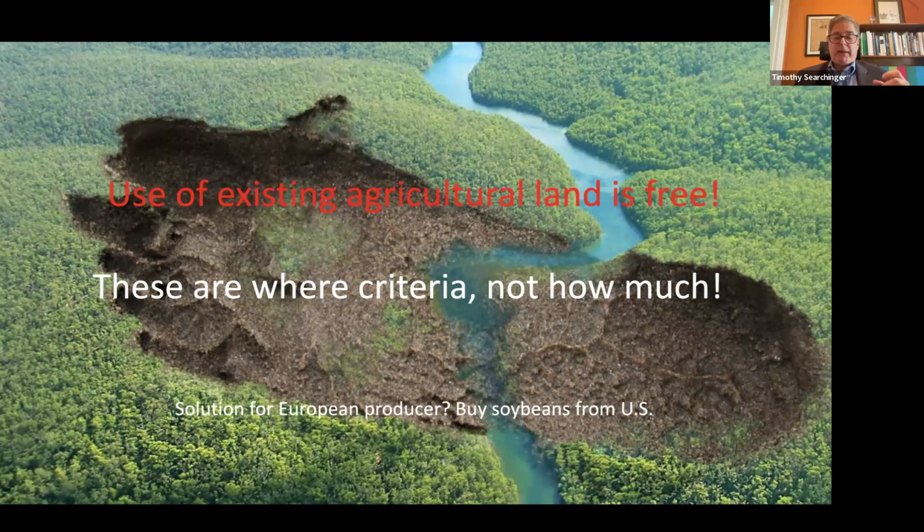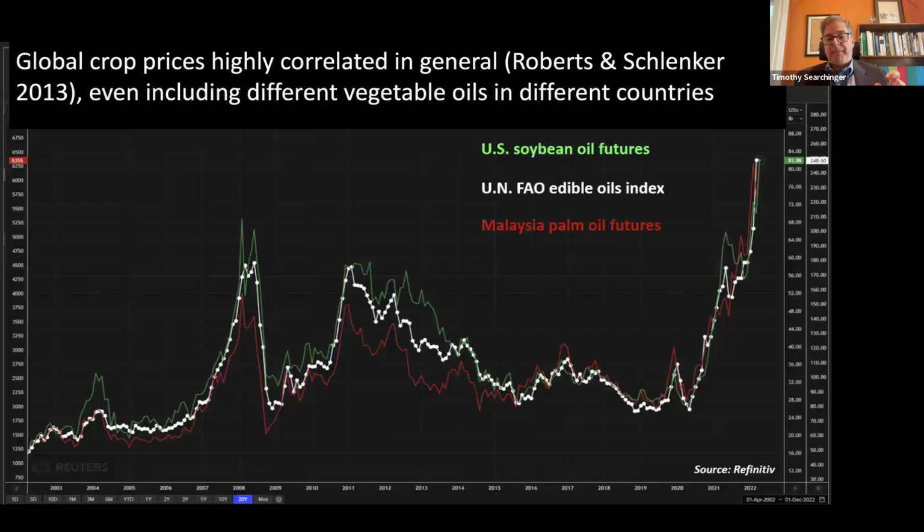Another way of thinking about it is this. If you just use existing agricultural land, no matter how much, it's free. You can double your use of existing agricultural land. There's no climate cost. You could cut it in half by being more efficient in your diet or in your production. There's no recognized climate benefit. Existing agricultural land is free.